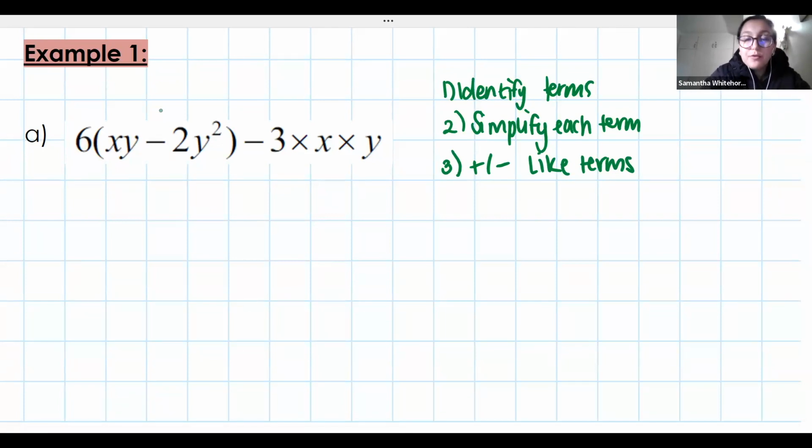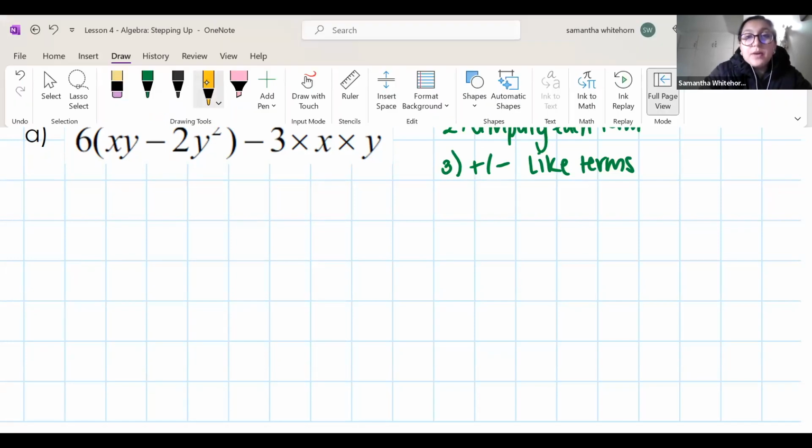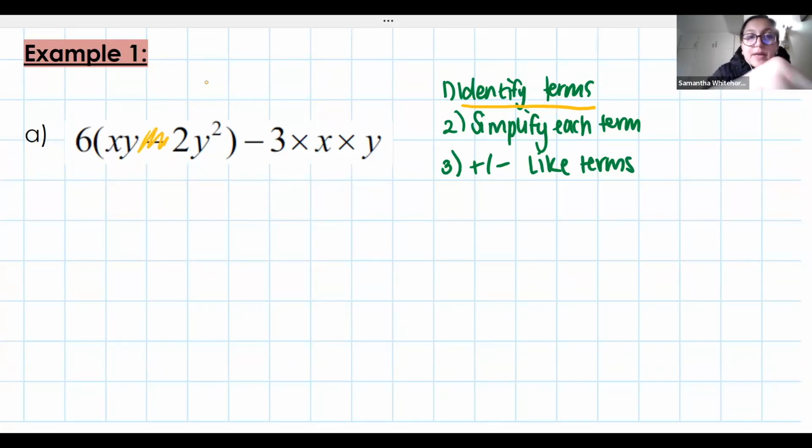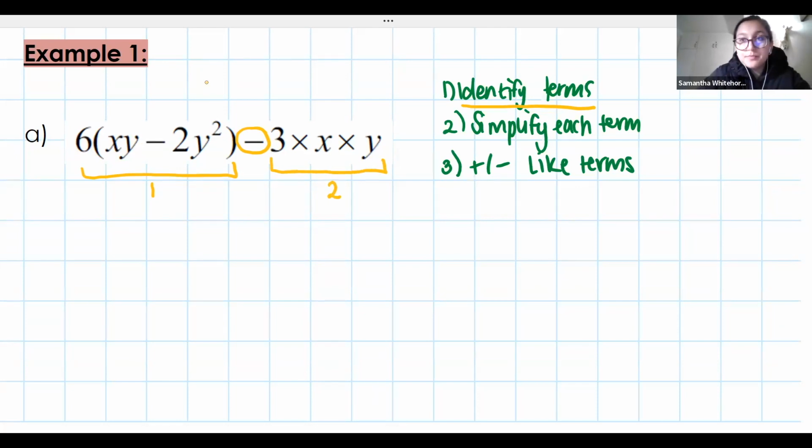So I'm going to start you off here, but then I'm going to get you to try this by yourself. In terms of starting you off, I want to do the first step with you. And we want to identify our terms. Now remember, terms are separated by plus and minus signs, and we don't look at plus and minus signs inside brackets. So I ignore that minus sign, and I consider only the fact that I've got a minus sign there. So what that means is that this expression has got 2 terms to it, term 1 and term 2.